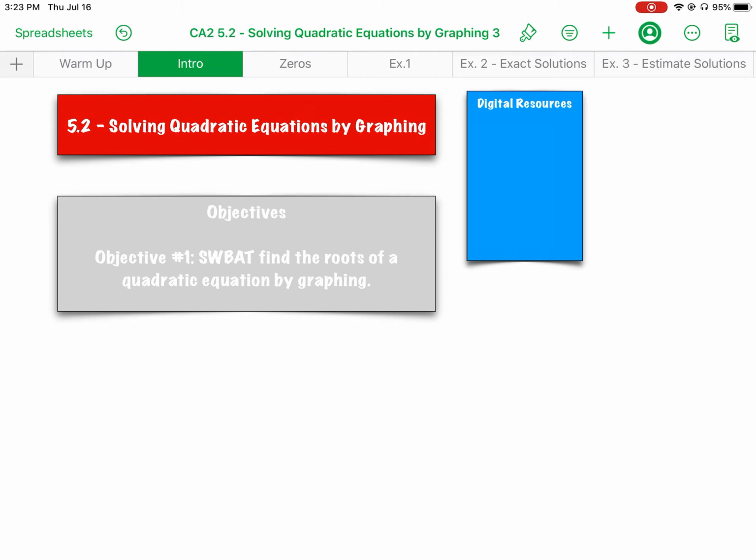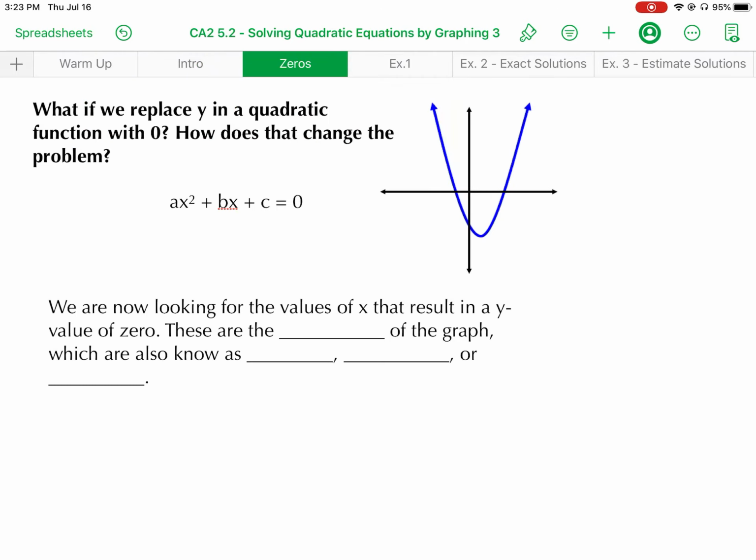Okay, so I want to pose a question. What if we replace y in a quadratic function with 0? How does that change the problem? Well, when it's y equals ax squared plus bx plus c, our solution would represent an infinite amount of ordered pairs or points on the parabola that make the equation true, okay?